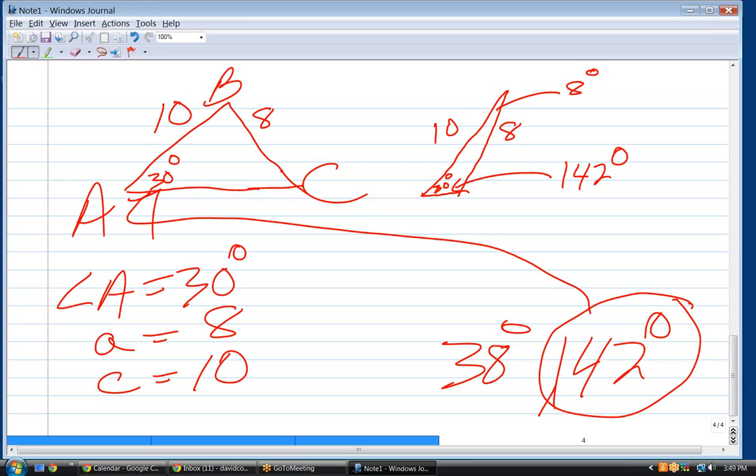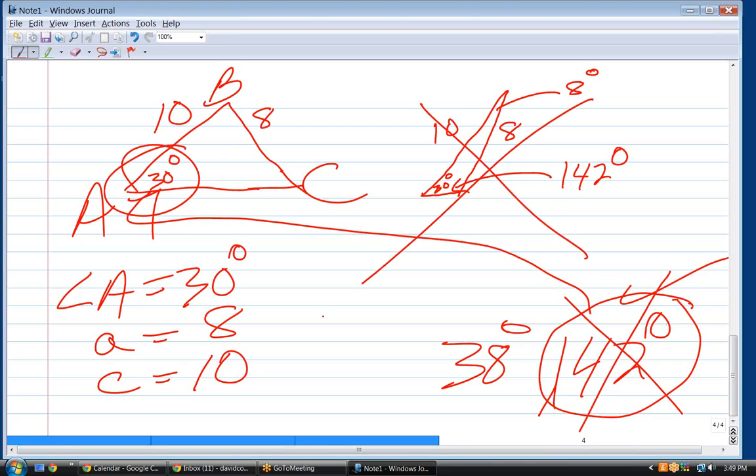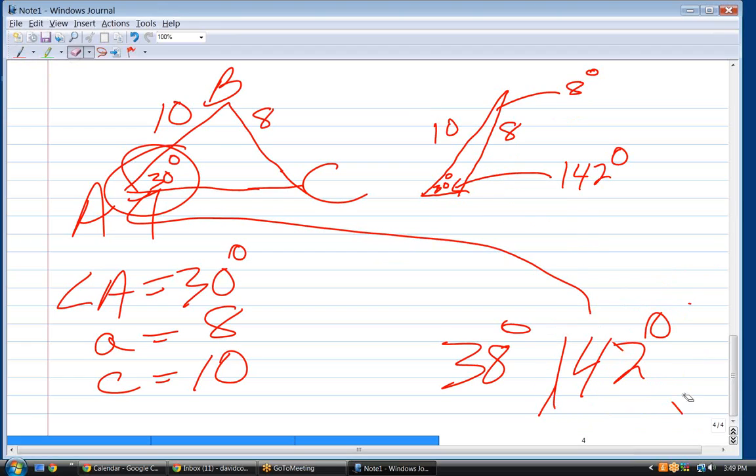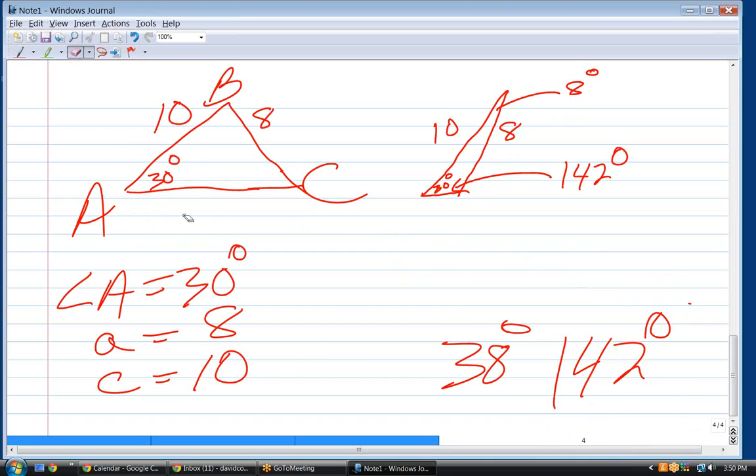You know what I'm saying? In other words, if I add this supplementary angle to the only angle I know, and I get more than 180, then I cross that out. It's not a solution. But if it comes to less than 180, then both are solutions. And I have to allow for both of them. Okay, so now I have two different pictures here and two different problems I have to solve.